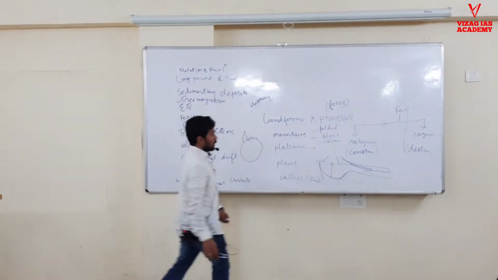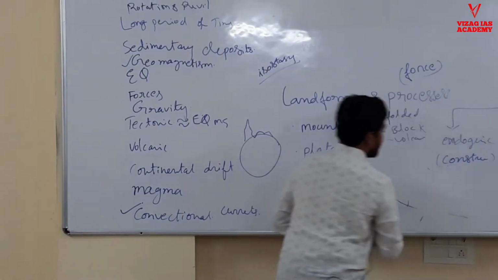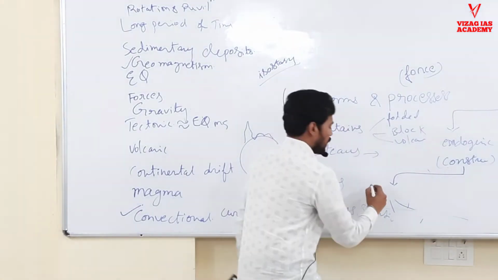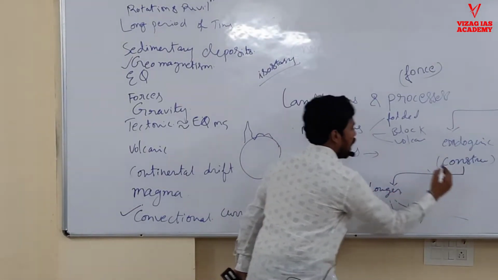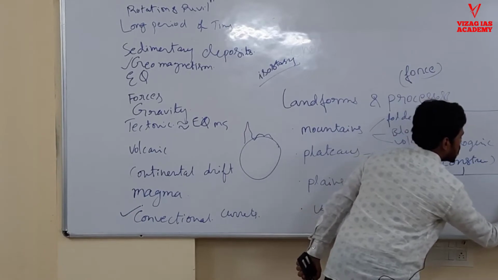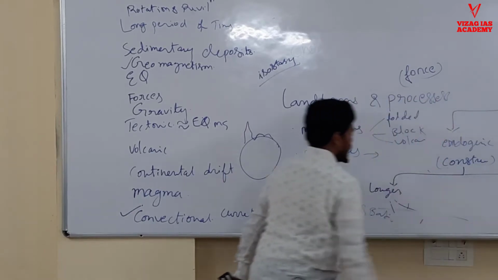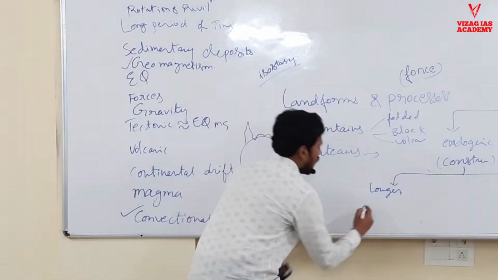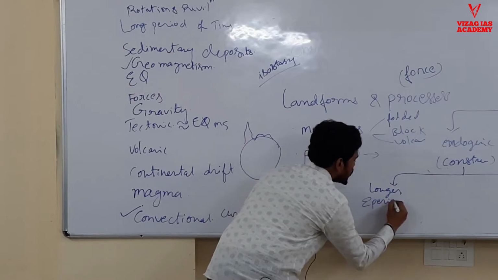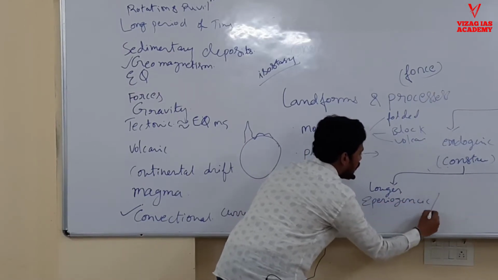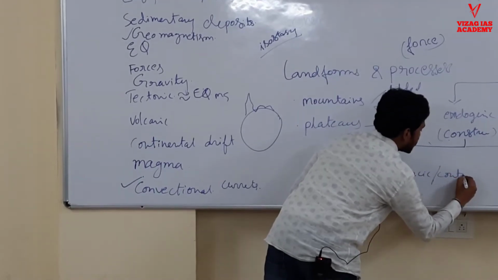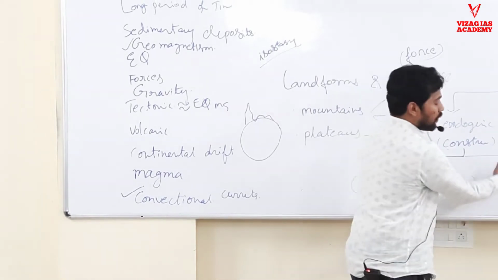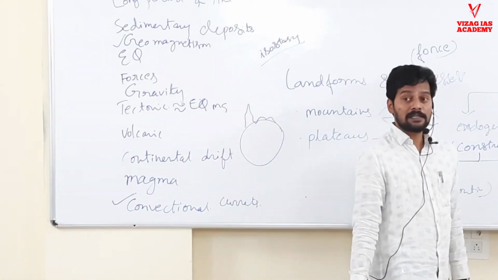Okay. Like these endogenetic forces are again two types. One is operating for a longer period, and the other is operating sudden forces. These longer period forces are called epirogenic or continental building forces. Whereas these sudden forces are nothing but, what are the sudden forces?